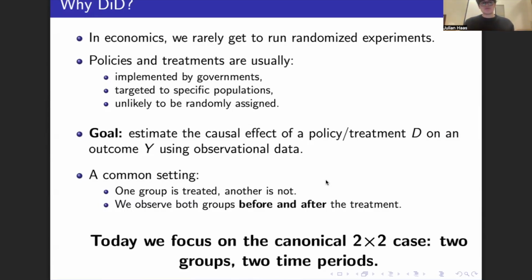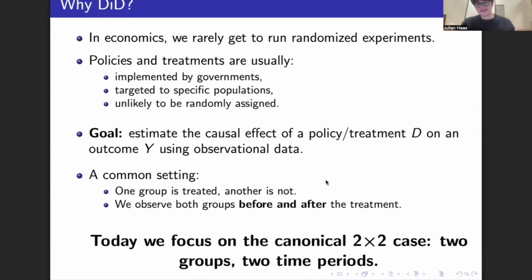So today, we're going to be asking ourselves, how can we estimate the effect of a treatment on an outcome using observational data, right? When treatment is not randomly assigned. And I think as you can guess, the difference in differences design is going to be one way that we can do that.